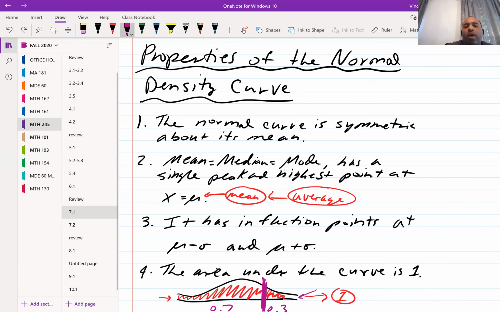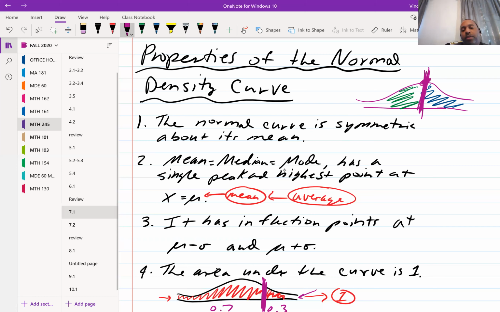So properties of the normal density curve. One, the normal curve is symmetric about the mean. That's probably why I wrote that. So that means your mean is in the middle, and whatever's going on the right side of the mean is also going on the left side of your mean. So it's symmetric about the mean, it's reflected about the mean. Two, your mean is equal to your median and your mode and it has a single peak, or highest point, at your mean. So once again, our mean is in the middle and has its highest point at the mean.